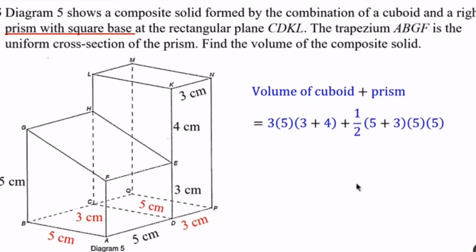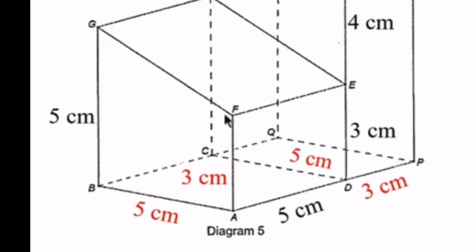Then the prism. The formula for prism is cross-section area times the height. You need to focus on the prism because the prism has the trapezium as the cross-section area. So you need to find the area of the trapezium first. So it's 1 over 2, 5 plus 3. 5 plus 3 is the two parallel lines. Then you times with the 5. That is 1 over 2 a plus b times the height. Okay, the height is 5.